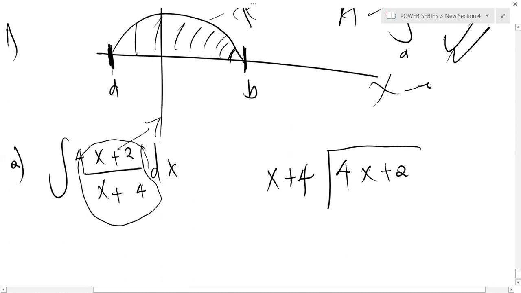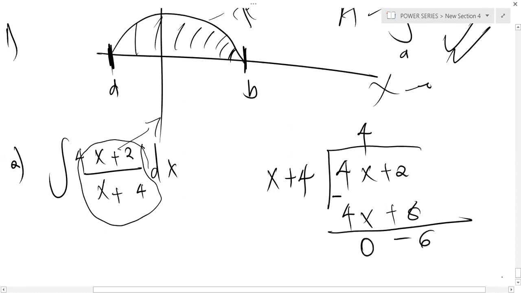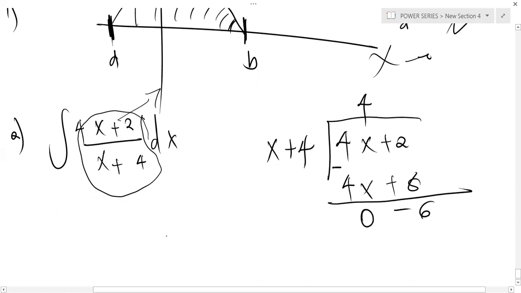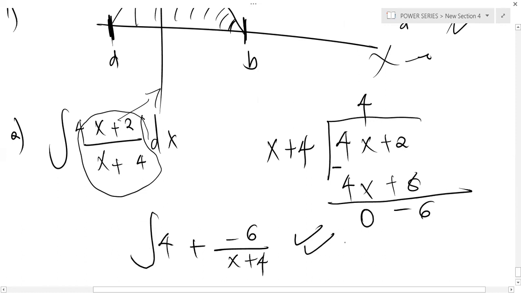So dividing this, what do we get? So 4x plus 2, if you divide, I need to get a 4x here, meaning I'm going to multiply with 4. So multiplying here with 4, I get 4x. Multiplying this, I get plus 8. So subtracting 4x minus 4x, this gives 0. 2 minus 8, this gives minus 6. So what do I have here? So I have 4 plus minus 6 over x plus 4. This is what I have. So this is what I am going to integrate.